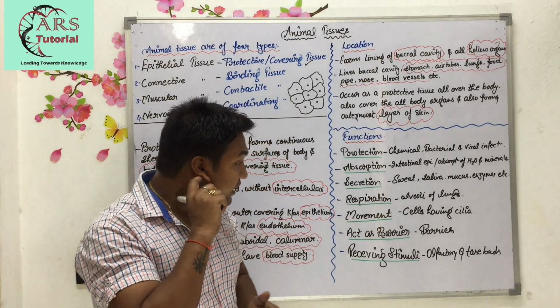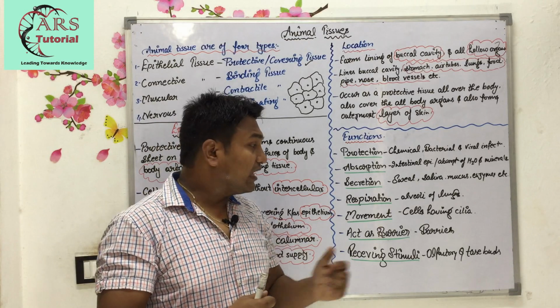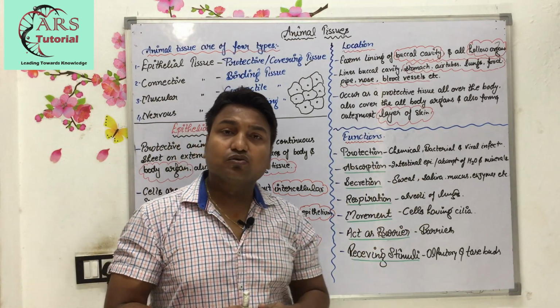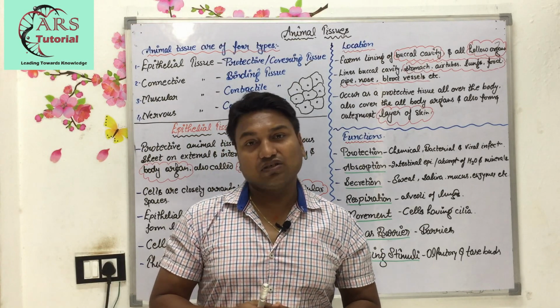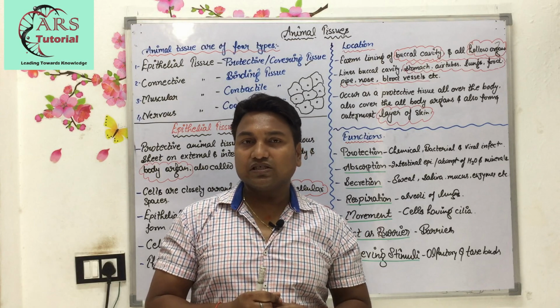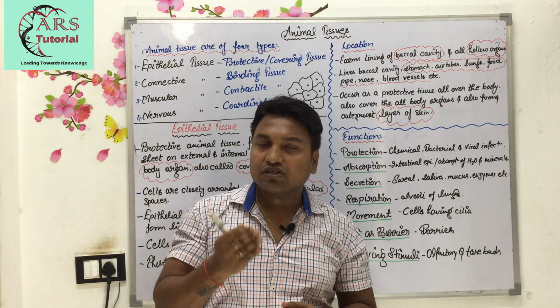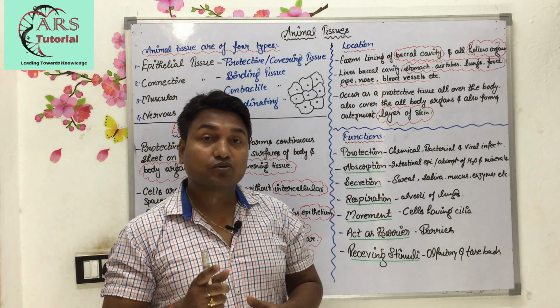Okay, now the next point is movement. How does epithelial tissue help in movement? It helps through cells having cilia. There are some cells present on the body which have cilia-like structures. Cilia are locomotory organs. In the diagram of paramecium, you have seen the hair-like structure present on the outer surface of the paramecium, which is known as cilia.